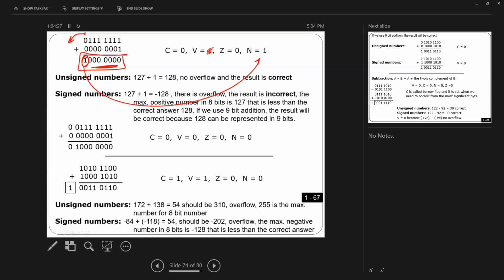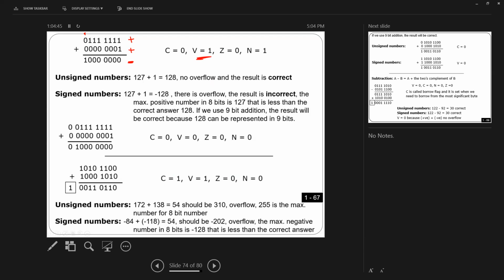Okay. Now let's look at the overflow flag, the V flag. Look here, guys. This is a positive number. This is a positive number, and I got a negative number. Positive plus positive, I got negative. That's why V should be equal to 1.